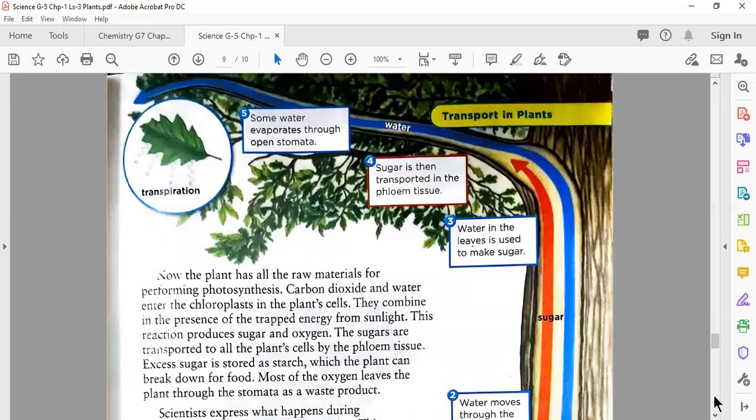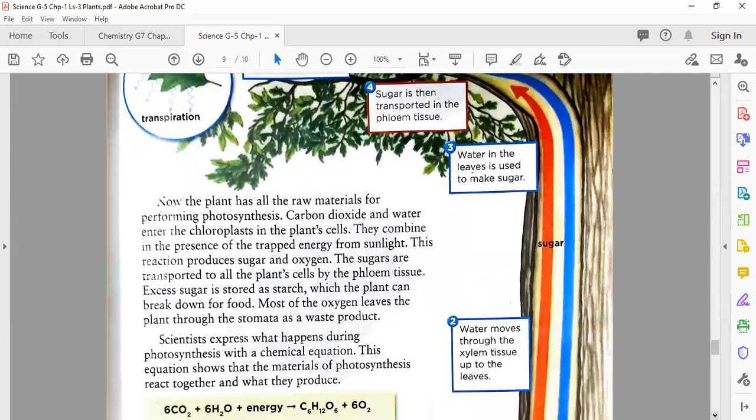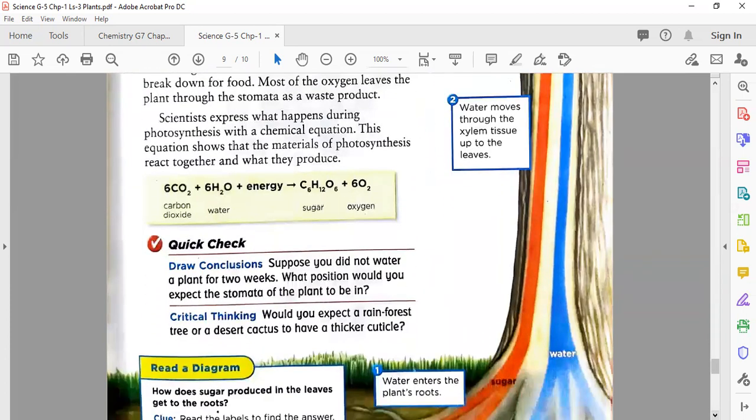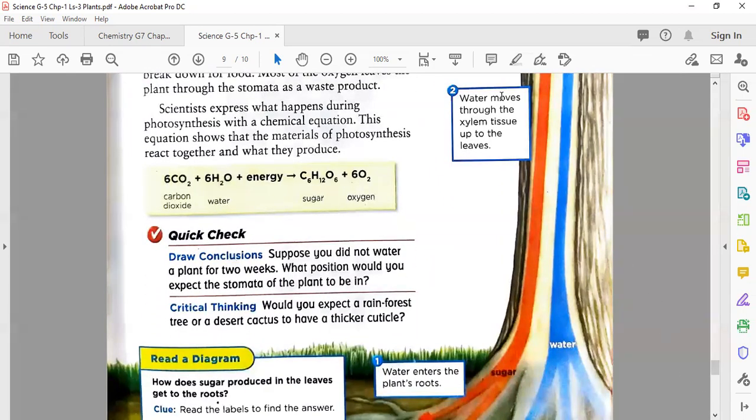Now, after this, you can see here what's happening. This is a diagram in front of you. Number one thing, you can see in this diagram, point 1, that it started from the roots. You can see here on your textbook page number 55, this water enters the plant through roots. So that water is going to start moving up. Then here you have point number 2. What is happening? Water moves through the xylem tissue up to the leaves. This is your second step.